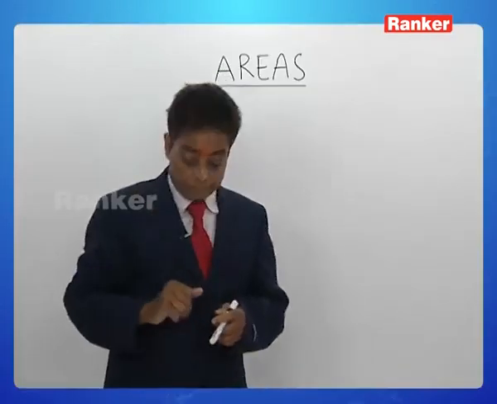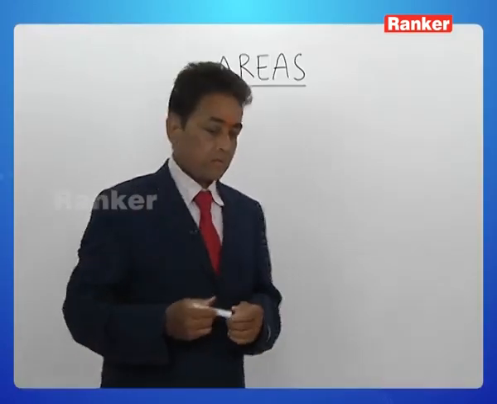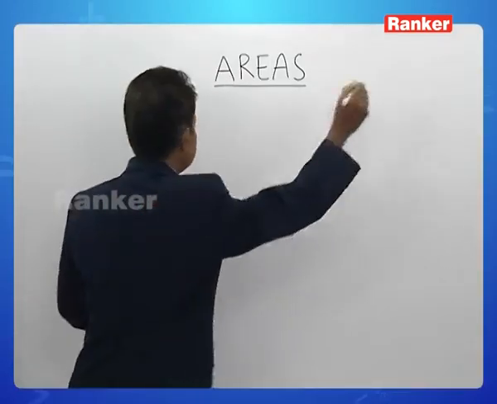Question number 5. Area bounded between the parabola y is equal to x square minus 3x plus 2 and x-axis and two vertical lines given, x is equal to 0 and x is equal to 3. Options are given: A is 3 by 8, B is 2 by 3, C is 3 by 5 and D is 9 by 2. Let us see what is the right answer. Question number 5.